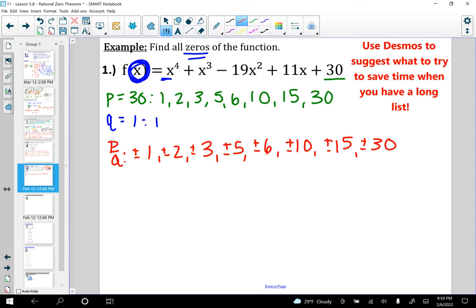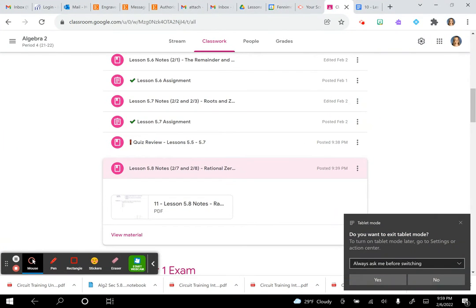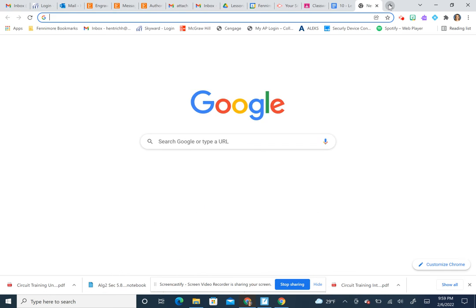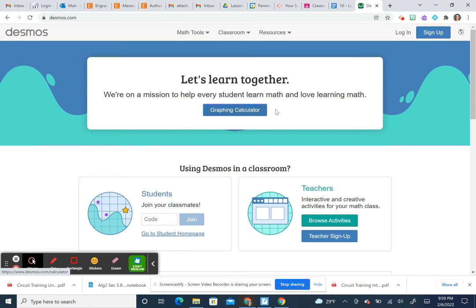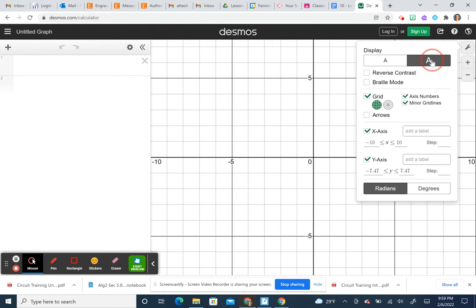Okay. So basically from there, folks, we're going to use synthetic division and just guess until we find one that is a 0. So using the remainder theorem, we want to get a remainder of 0. Now, we can use Desmos to help us. So let me pull up Desmos here. And you can do this on your homework.